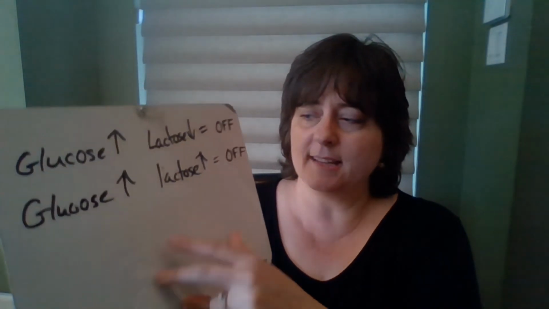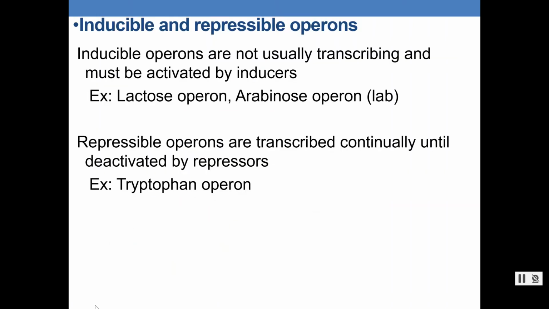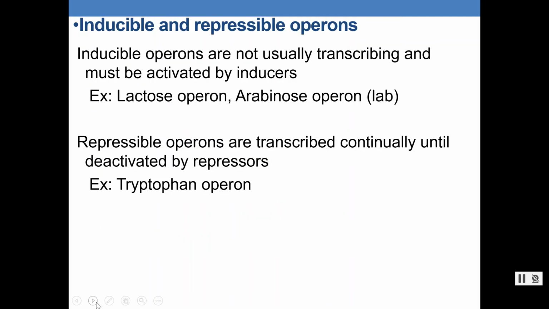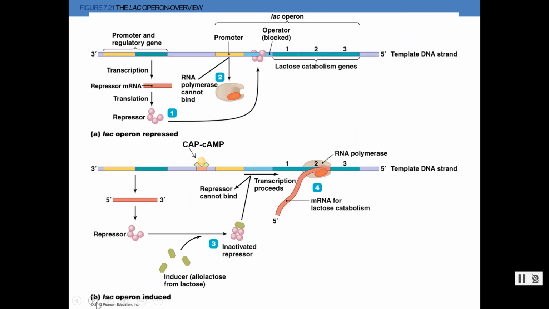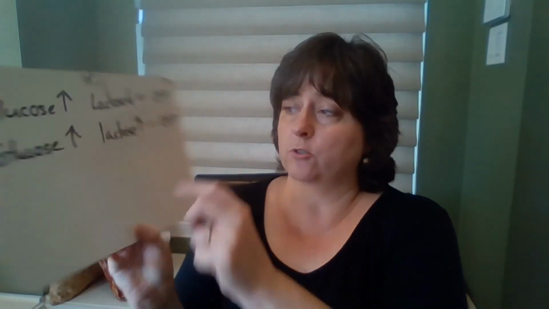Why? Because even though allolactose is present, here I'll go back to your chart, even though allolactose is present and my repressor is activated, this CAP-cAMP complex isn't present because it's so busy breaking down glucose. So even though lactose is present, since glucose is also present, we still block transcription. So glucose is present, lactose is present, transcription is off.